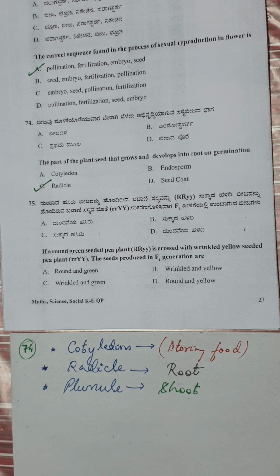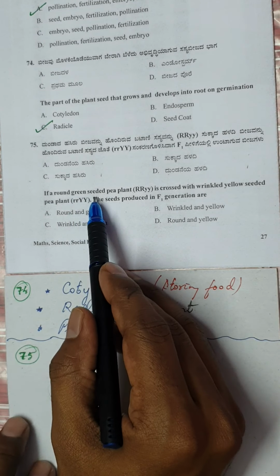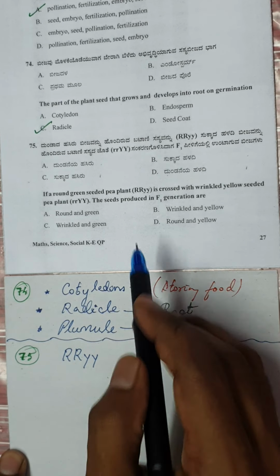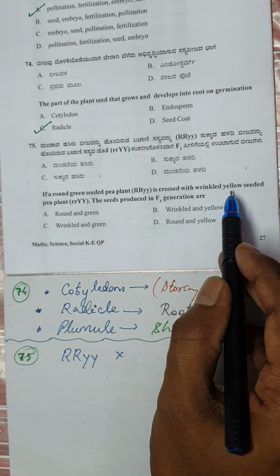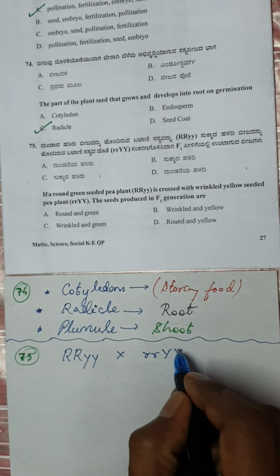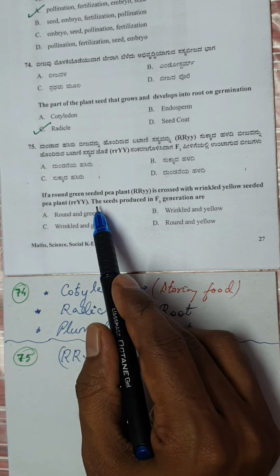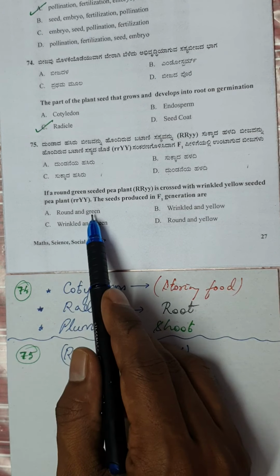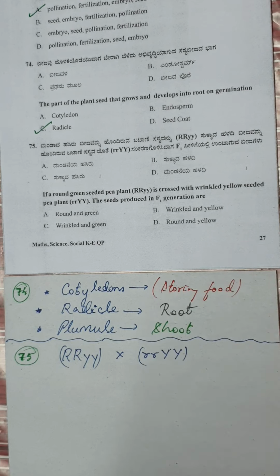Let's move on to question number 75. If a round green seeded pea plant, that is RRyy, is crossed with a wrinkled yellow seeded pea plant, that is small rr and capital YY, so these both are crossed. Now the question is: the seeds produced in F1 generation are round and green, wrinkled and yellow, wrinkled and green, or round and yellow. Please note it down.